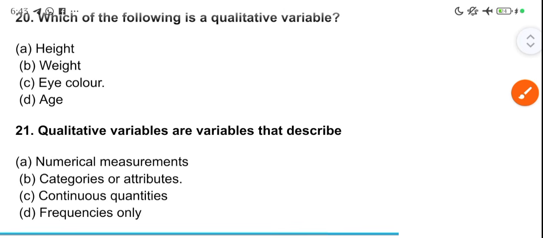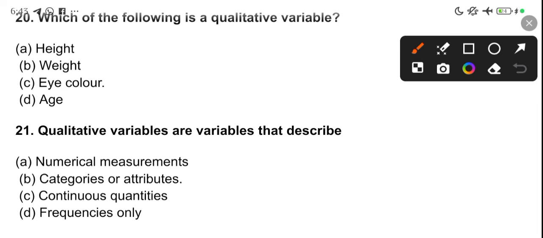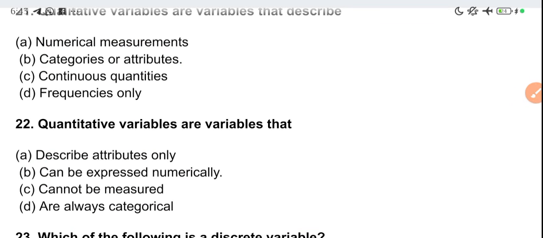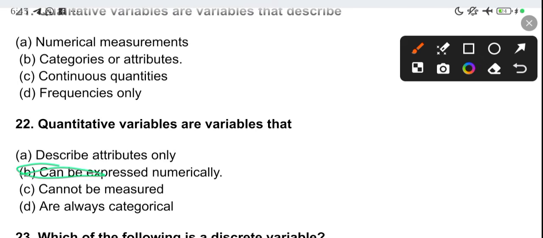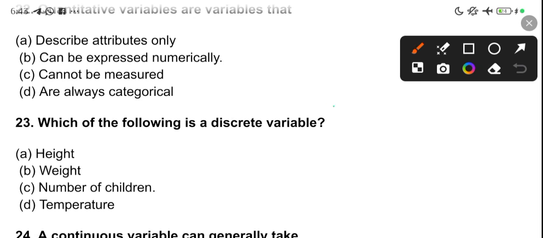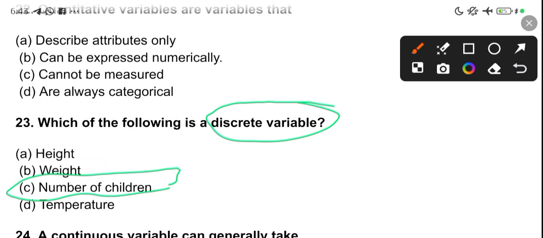Qualitative variables are variables that describe categories or attributes. I already talked about that. They describe qualities, the characteristics of individuals. Quantitative variables are variables that can be expressed numerically. Next, which of the following is a discrete variable? This one is a very common question. You should know that we have what is called the discrete variable and we have the continuous variable. For discrete variables, we have examples like number of children. This means that a discrete variable can only be expressed as a whole number. So number of children can only be 2, 3, 4, 5, 6, 10, 100. You cannot say there are 2.5 children or 3.5 children. That is discrete.